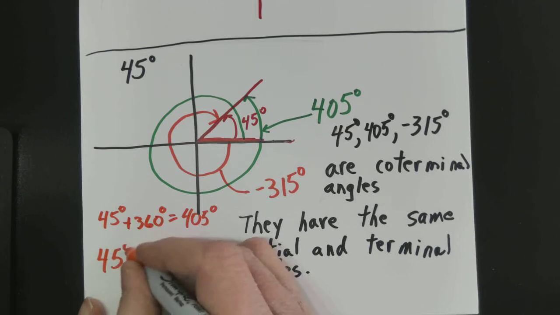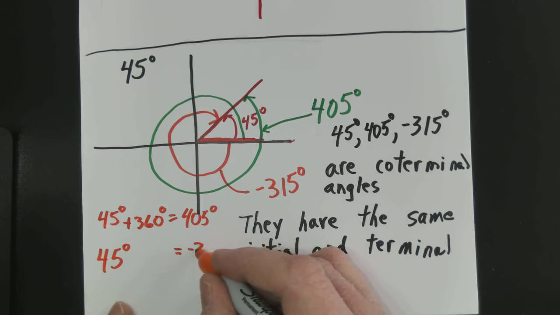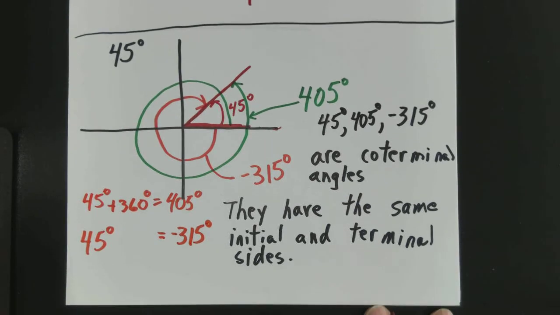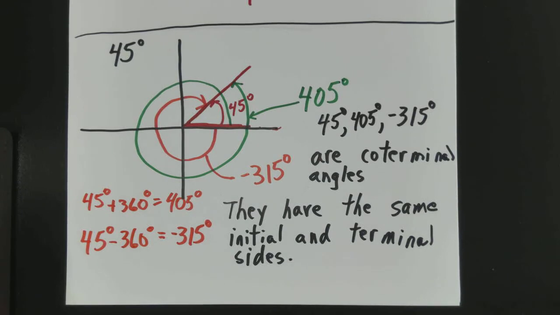That is correct. Now 45 degrees, and what could we do to it? Start with the 45 degrees and get the negative 315 degrees. I think, Justin, you kind of had to do this to get that answer, negative 315 degrees. Ben? Let's subtract 360 degrees from it, yeah. Okay? All right?